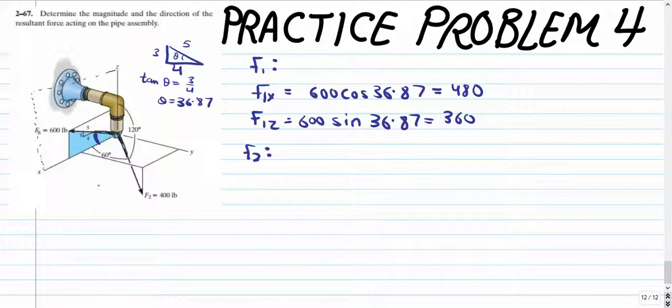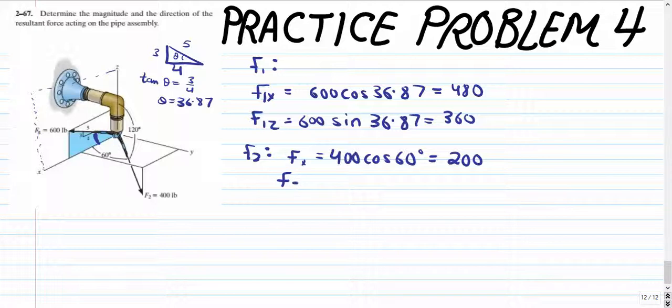They have given us two angles that we need to find the components along the x and the z direction, but they haven't provided us with the angle that we need to find its component along the y-axis. But that's okay, we can use the resultant force formula to find that component. So let's find its component along the x direction first. Its component along the x direction is going to be equal to 400 cos of 60 degrees. And this is equal to 200 pounds.